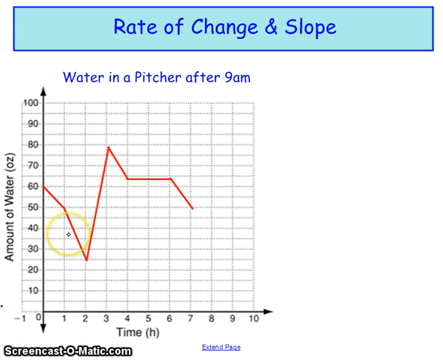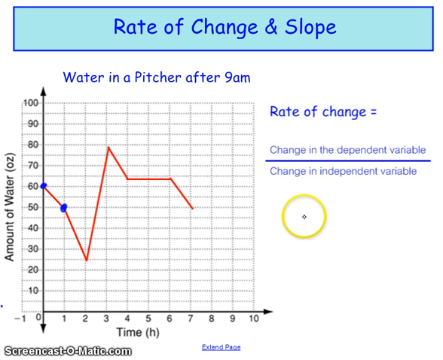So for rate of change in this first hour, you might say that over the course of 1 hour, the amount of water in the pitcher decreases from 60 right here to 50 right here. So it's gone down 10 ounces in 1 hour. By definition, rate of change equals the change in the dependent variable divided by the change of the independent variable.